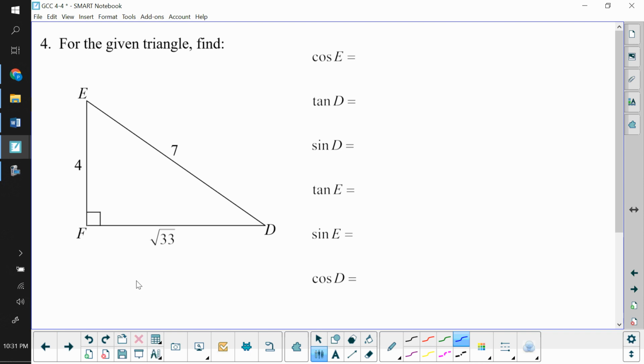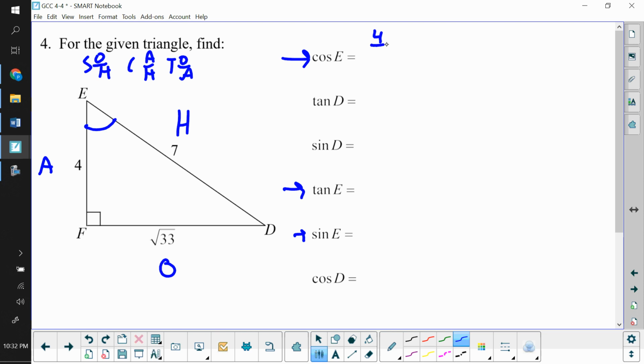All right, let's look at one that has some sides that aren't necessarily as nice. So let's maybe do all the angle E ones first. From angle E, going straight across, this is the opposite, this is the adjacent, and that's the hypotenuse because it's across from the right angle. We'll write out our SOHCAHTOA. So cos should be A over H, so we will just have 4/7 from angle E.